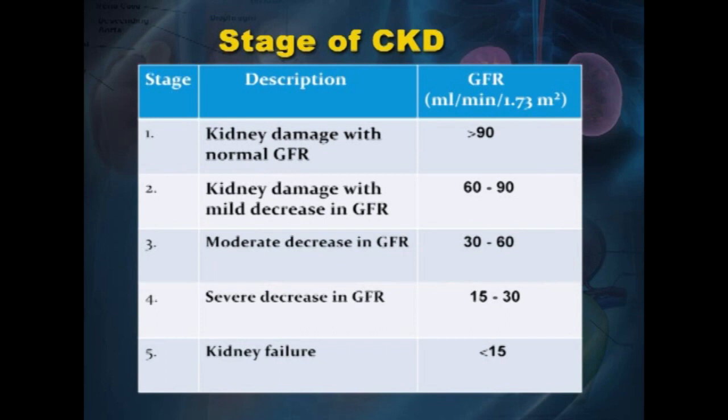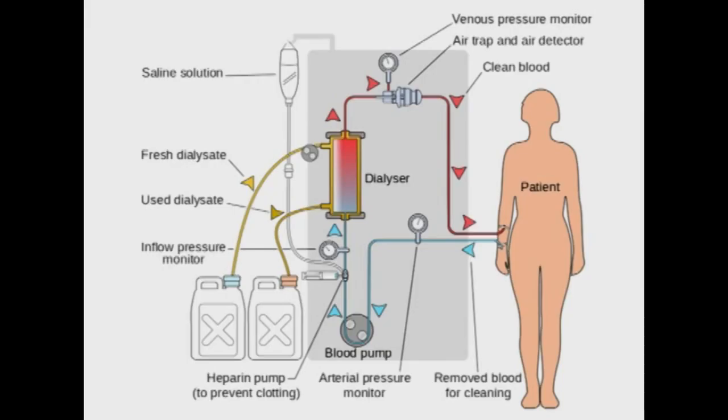The kidney damage with mild decrease in GFR, where the GFR is between 60 to 90. There is a moderate decrease in GFR, 30 to 60, the stage 3. In stage 4, there is a severe decrease in GFR, between 15 to 30. Stage 5, kidney failure, where the GFR is less than 15. Now in stage 5, the patient invariably needs either dialysis or, still better, a kidney transplant.